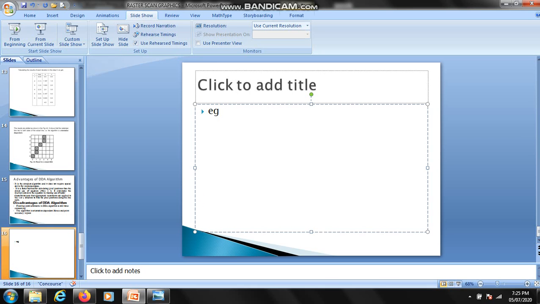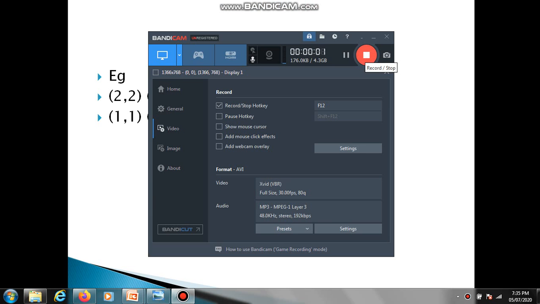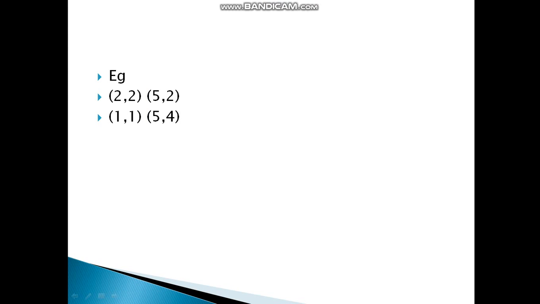Example: you solve these two examples by using the DDA line algorithm. Here are the endpoints, the x1 y1 and x2 y2 coordinates, and you find out the in between points, that is the in between pixels, and complete the line from the starting to the end point. By using the in between points you complete the line.